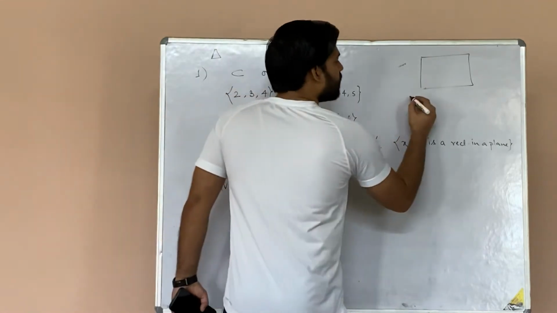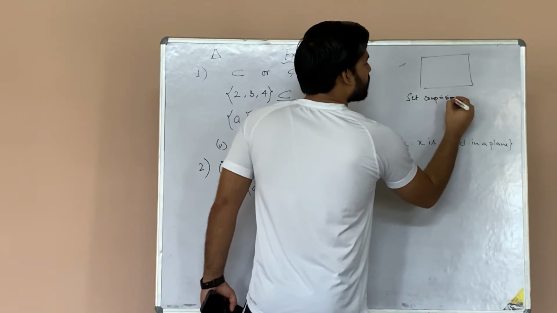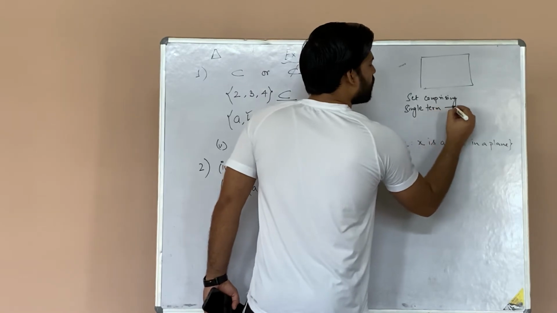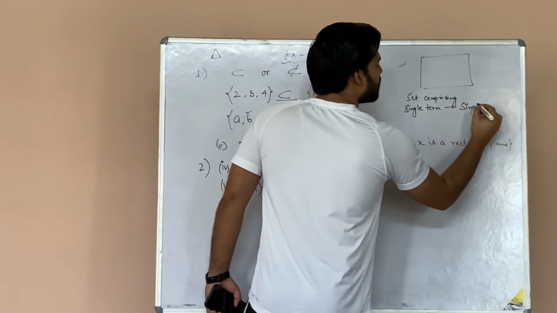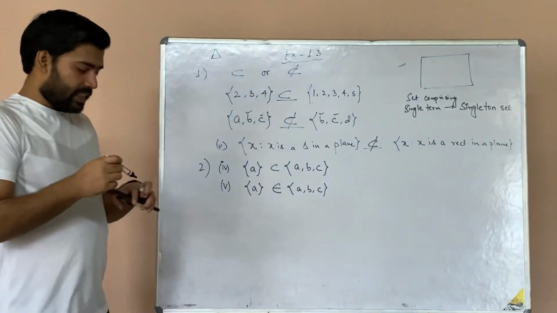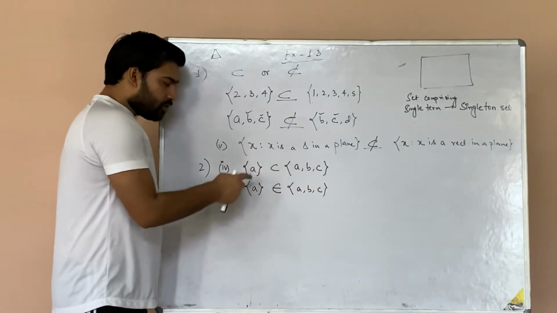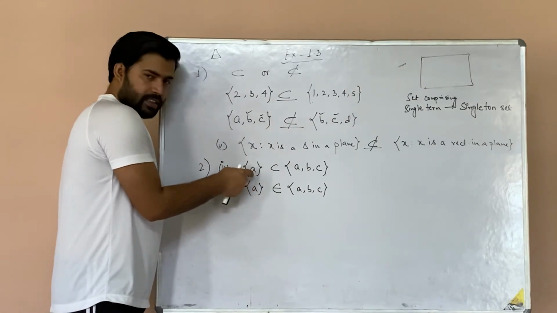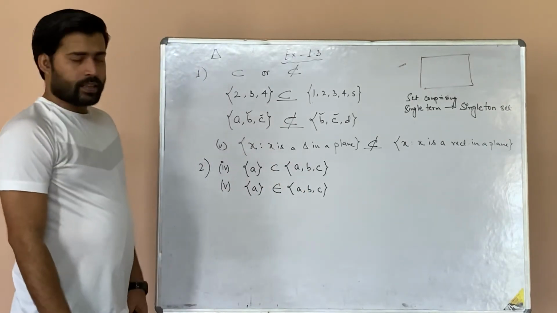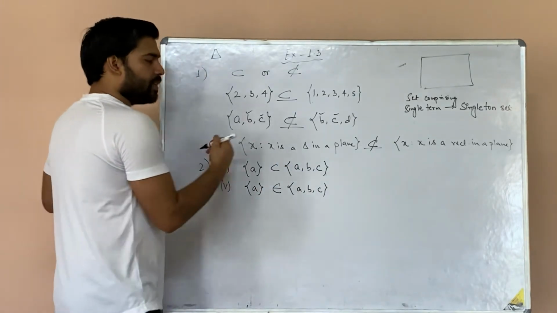Just remember one thing, a set comprising a single element is called a singleton set. So this is a singleton set. This set has A and this set has A, B, C. So this set's element, that is the single A, is that element contained in the next set? Yes, it is there. So this set becomes a subset of this one. So this statement is true.